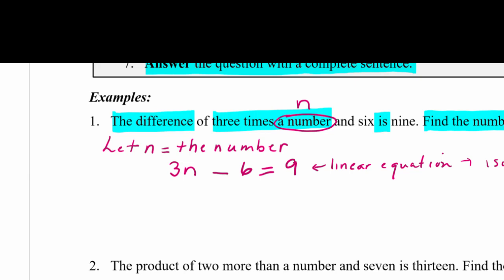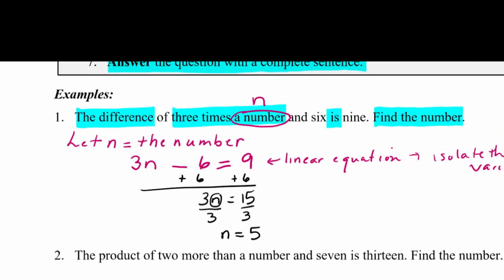So we're going to add 6 to both sides, and we get 3n equals 15. Then we're still trying to isolate that n, so we're going to divide by 3 on both sides. n equals 5. So let's check that.